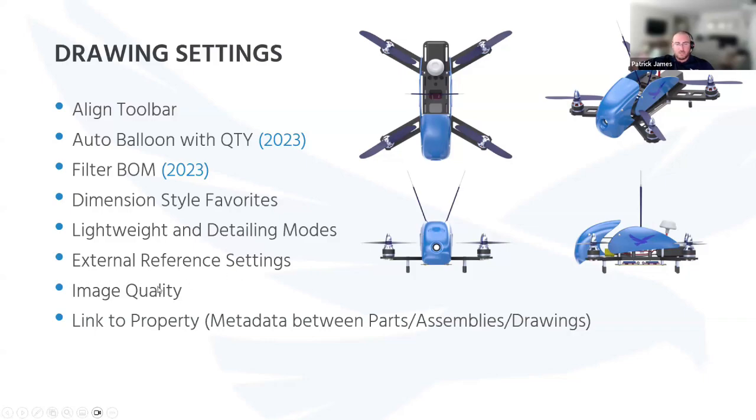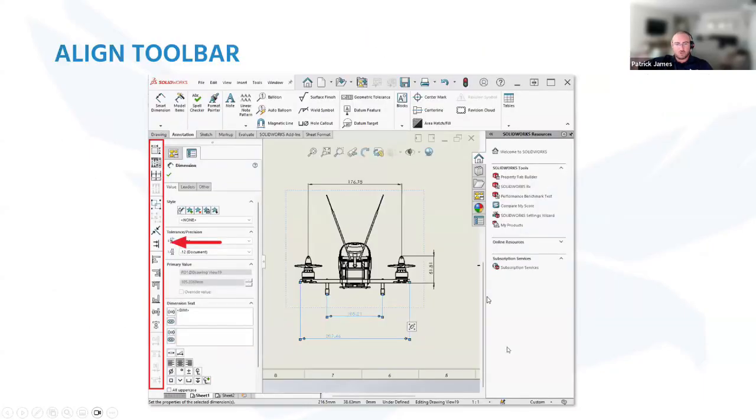This is kind of a cool one. The image quality, that's not just for drawings, that's for anything, one of my favorite settings. And then the link to property. So if you're doing any work on the title block, that's where that one will be useful for.